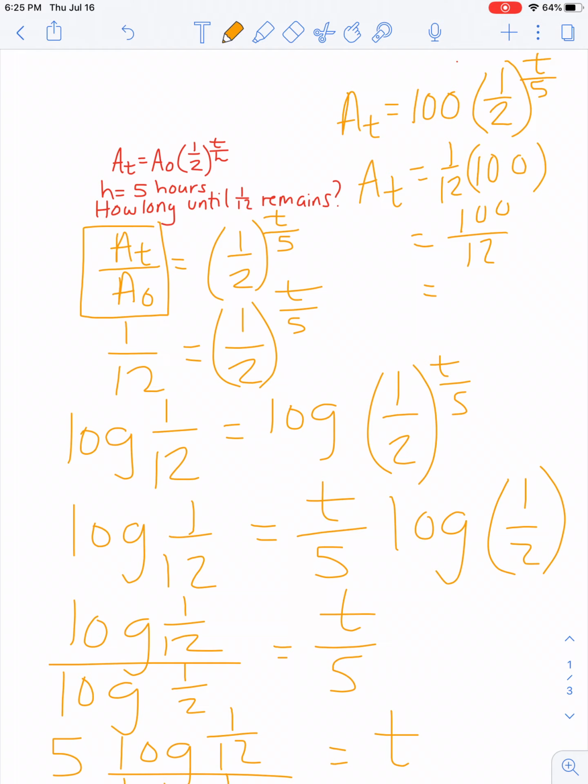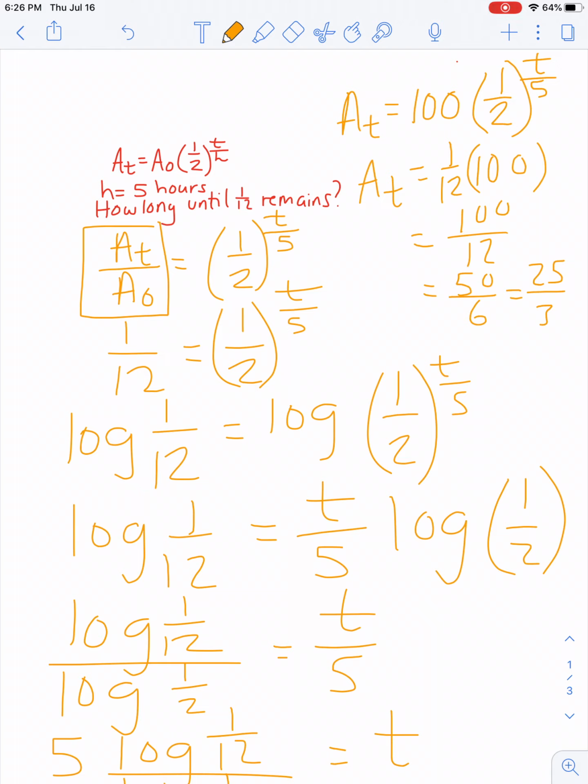And I can reduce that. I can divide top and bottom by 2. So I get 50 over 6. Cut it in half again. I get 25 over 3. And if you want to keep the exact value, you can do that. So you would end up with 25 over 3 for your amount after time t.